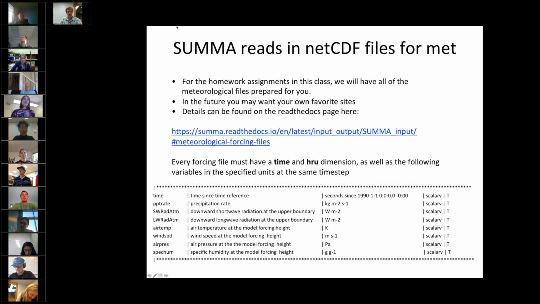So SUMMA, which is the model we're using, reads in NetCDF files for the meteorology. For the purposes of this class, you do not need to know anything about a NetCDF file, so don't worry if that looks odd. If you start using it beyond this, then you'll need to learn. We have all the meteorological files prepared for you, and you'll just be modifying them.